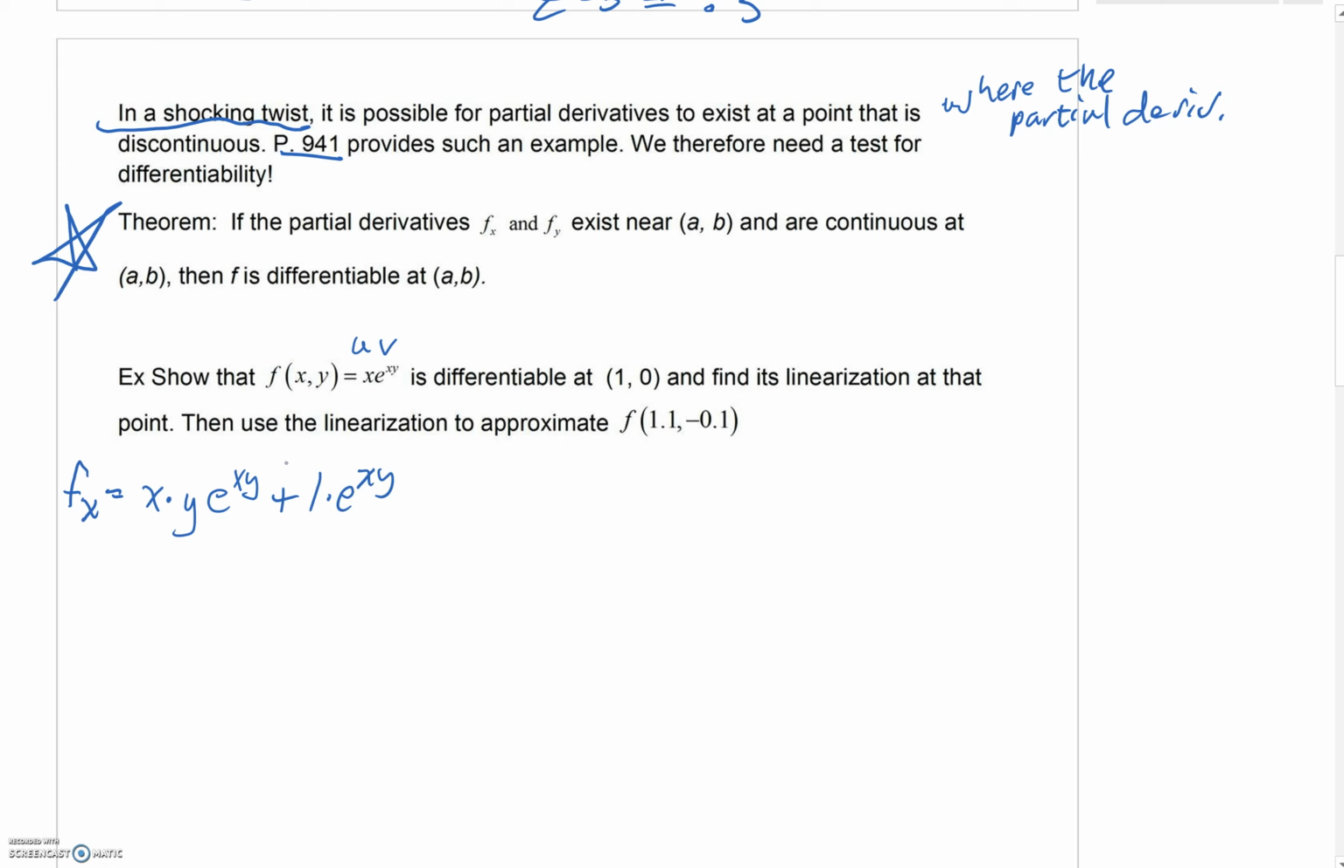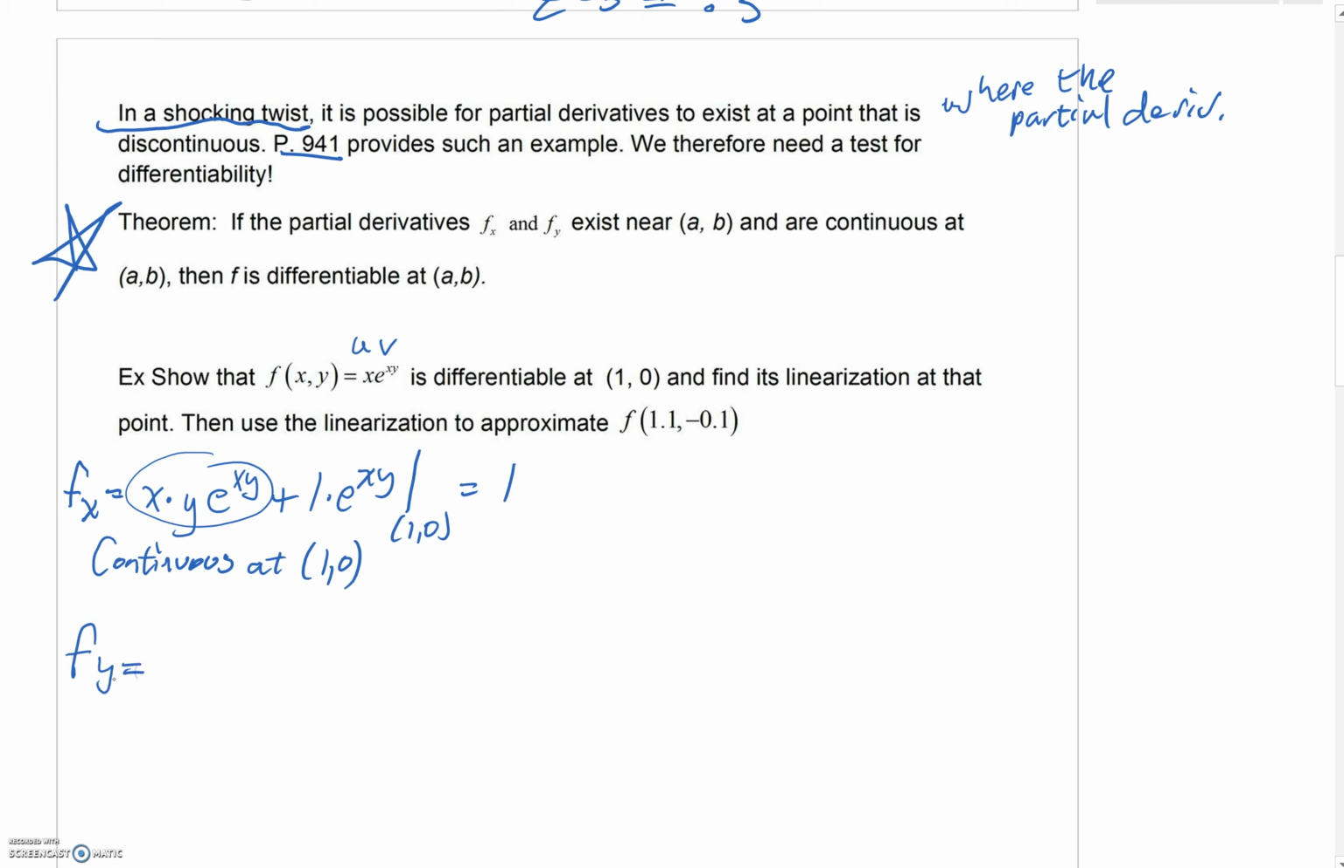Guys, you can very quickly see that your function is continuous at the point 1, 0. And you can see you don't break any rules of arithmetic when you do that. More to the point, if we were to plug in 1, 0, you could quickly see this first component disappears to 0 because y is 0. And then it's e to the 1 times 0, that's e to the 0, which is 1. You can quickly see this is just a 1.